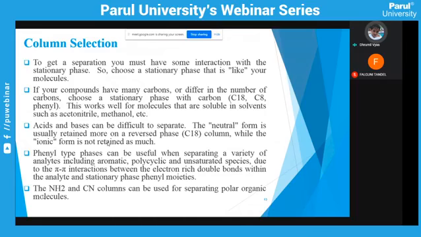If our compound has carbon, we can select a stationary phase in which carbon chains are available, like C18, C8, phenyl. This works well if our compound is soluble in polar solvents like acetonitrile, methanol, water. Phenyl type phases can be useful when separating a variety of analytes including aromatic, polycyclic and unsaturated species due to their pi-pi interaction. Amino and cyano columns can be used for separating polar organic molecules.